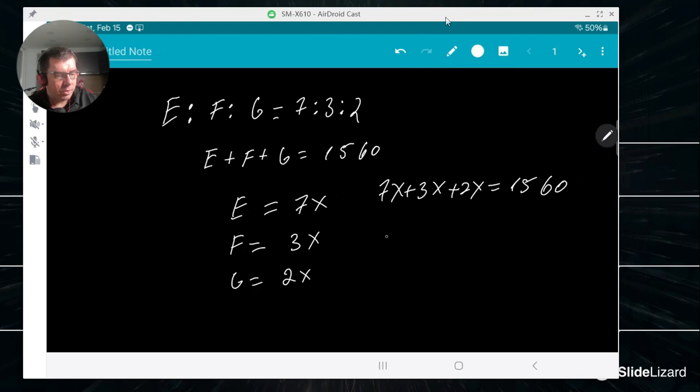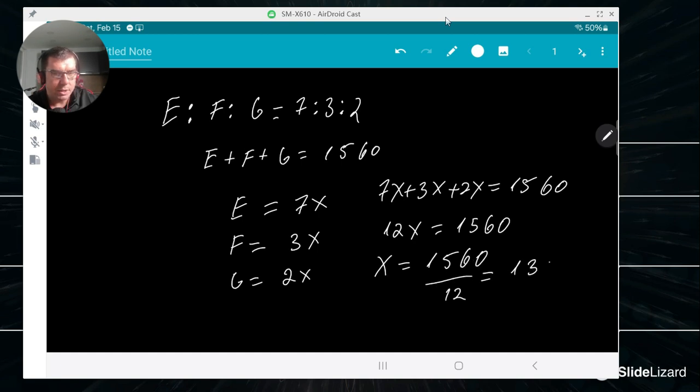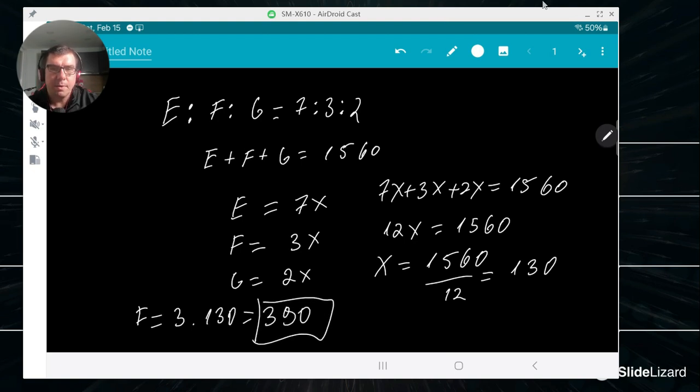So 12x equals 1560, x equals 1560 over 12, which is 130. Okay, that means the students who learn French will be 3x, so French equals 3 times 130, 390, and that's the answer.